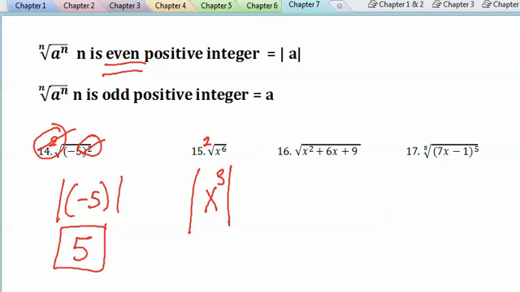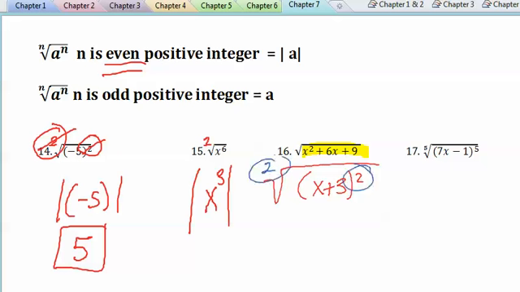I want you to take a look at number 16. I know some of you are going to think, okay, I'm going to divide the index into 2 and get x to the first, and then maybe get a little confused. Well, look at this right here. You should notice that that's a PST, and it can be factored into the square root of quantity x plus 3 squared. So index is 2. Again, they're even. So it's going to be the absolute value of the radicand, which would be x plus 3.